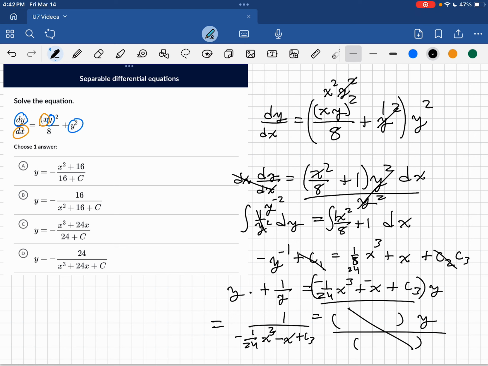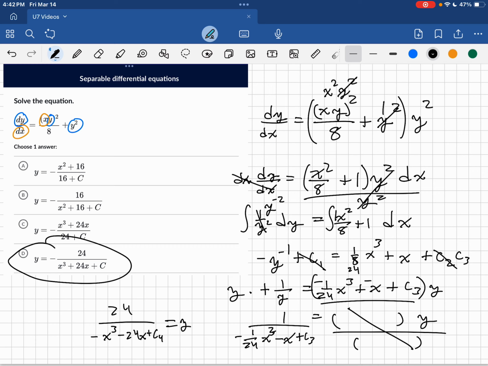If we do that, we would get x to the 3rd, and then plus 24x, and then we get a new constant, c sub 4. I guess I should just move that over because I wrote that y there. And then on the top, I'm going to get my 24. And there you go. There's our answer right here.